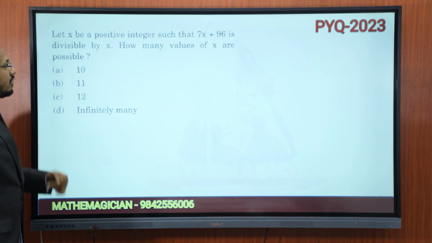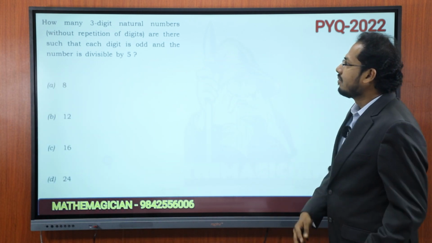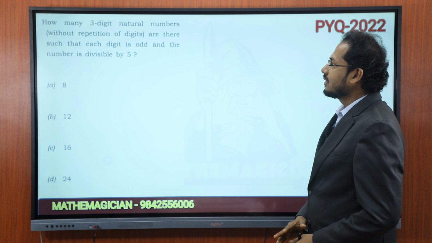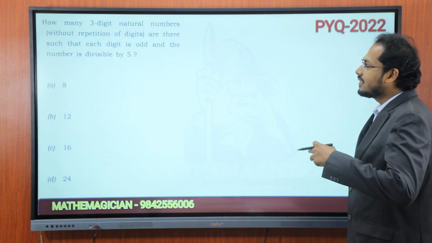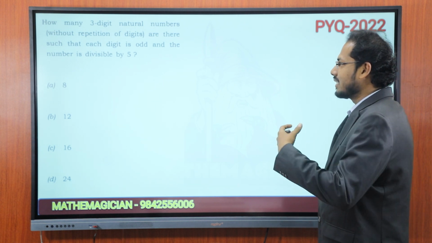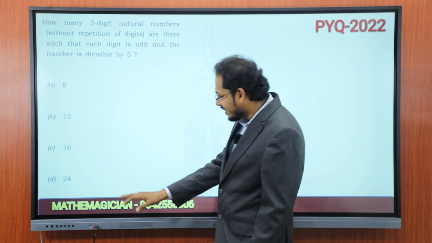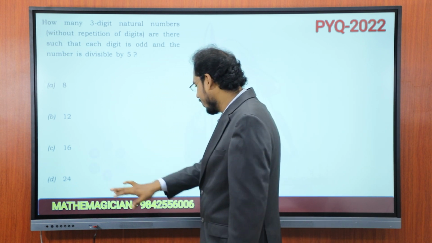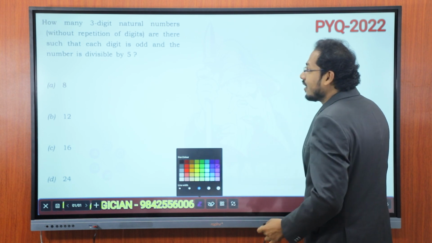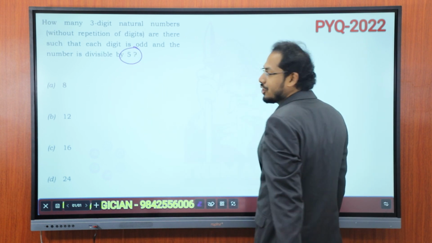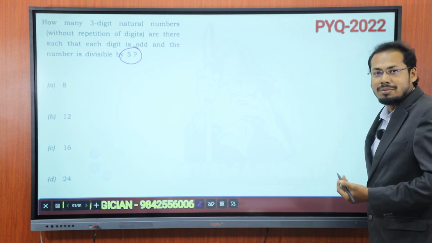Okay, let's move to the next question. How many 3-digit natural numbers without repetition of digits are there such that each digit is odd and the number is divisible by 5? So we have one easy way of getting the answer. I hope nobody will skip this problem, because they gave an easy clue: it should be divisible by 5.